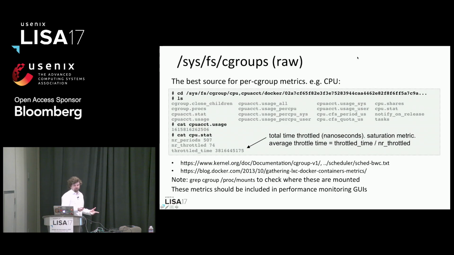Cgroups are another resource I can poke around with from the host to understand containers. So there's my CPU cgroup. It's got usage, there's metrics, there's cpu.stat. That one's interesting because it has throttle time for the CPU cap, if that's configured. That will tell me how many nanoseconds it's been throttled, so you know if you've hit that. That should be included in performance monitoring GUIs.